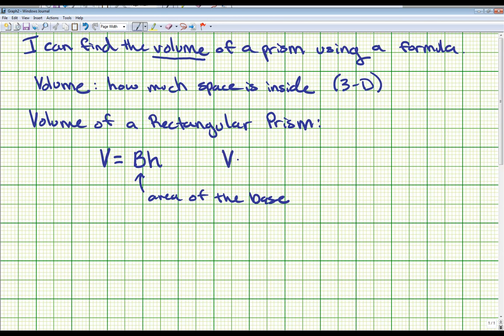Another way of thinking about this formula would be length times width times height. It's the same formula. Length times width would be the area of our base, that's the B, and then we multiply by the height. So that's just two different ways of writing the same little formula. And remember, rectangular prisms look like a little shoebox or some kind of rectangular box. So I'm going to make a little picture here. So we have an example of what we're going to be looking at today.